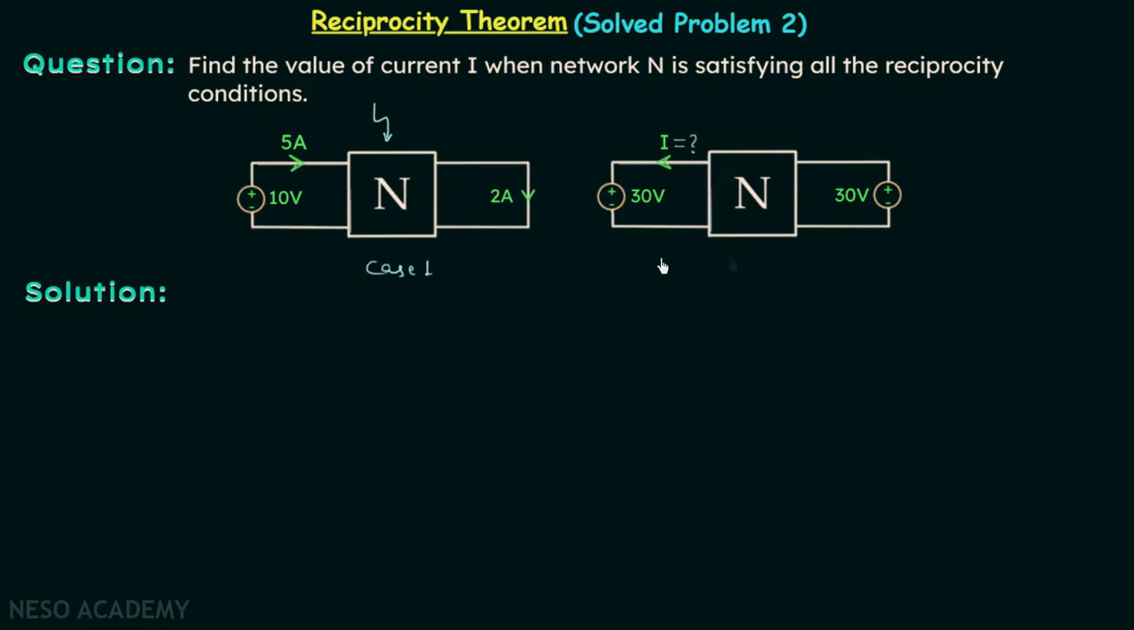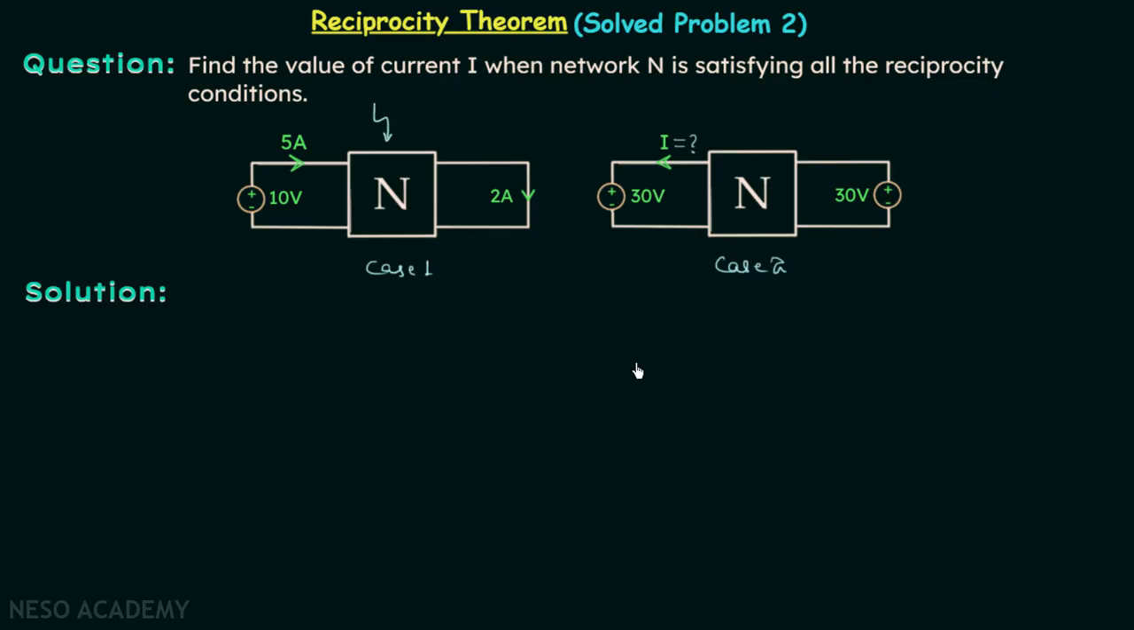And in case number 2, we have a 30 volts source in the branch X and current I is leaving the network. And we have a 30 volts source in branch Y as well. So now we understand the arrangement in the two cases.